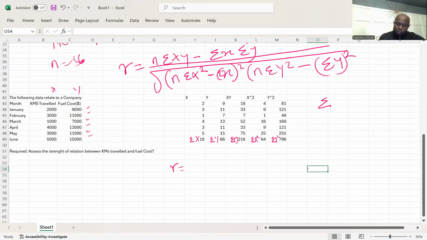Now R is equals to the number n. N, remember, we say 6. Sum of xy. Sum of xy is 218. See that? 6 into 218 minus, what's the sum of x? Sum of x, we have it to be how much? 18. And what's sum of y? Sum of y, we have it to be 66.